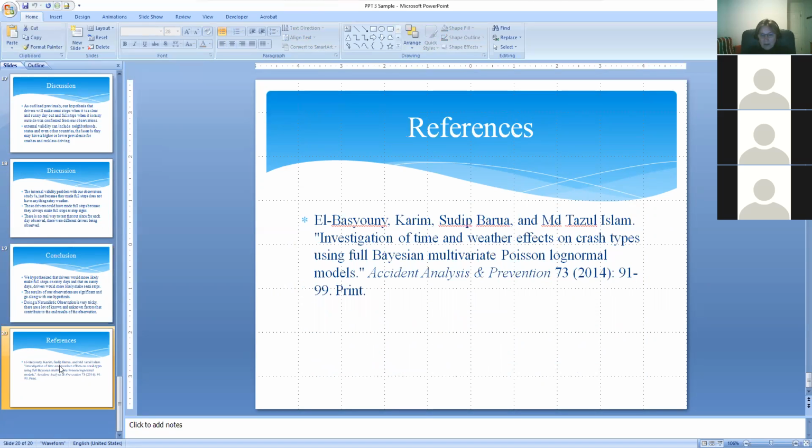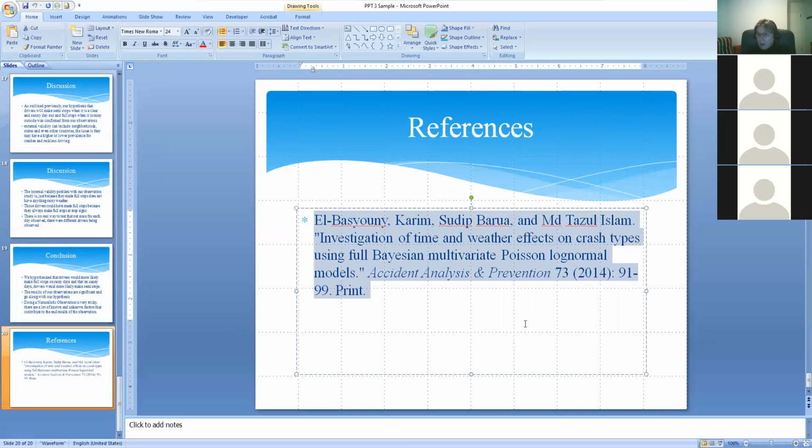And then the references. Note that the references are not APA formatted. That's another 5 points right there. So these are little things. You have to nail them down. You have to show that you know APA style.